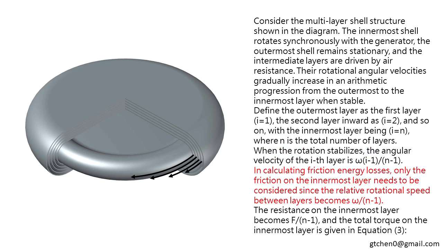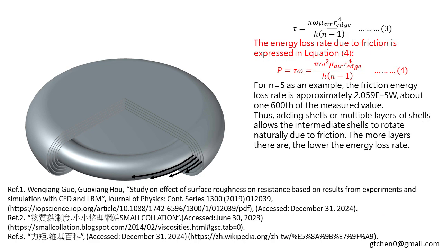In calculating friction energy losses, only the friction on the innermost layer needs to be considered since the relative rotational speed between layers becomes omega divided by (n-1). The resistance on the innermost layer becomes F divided by (n-1), and the total torque on the innermost layer is given in equation 3. The energy loss rate due to friction is expressed in equation 4.